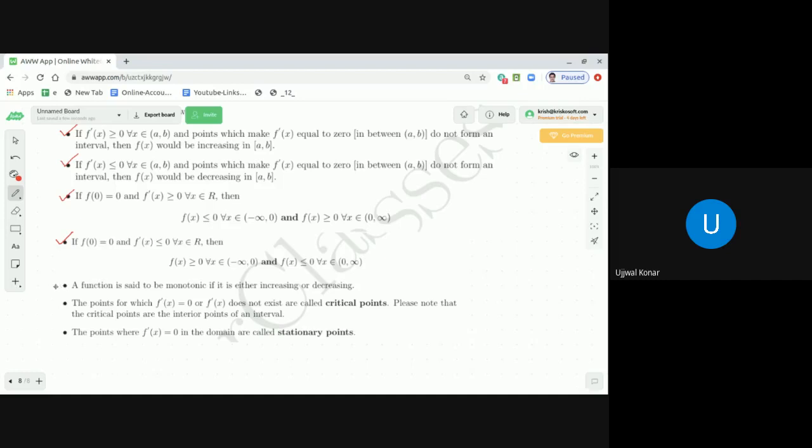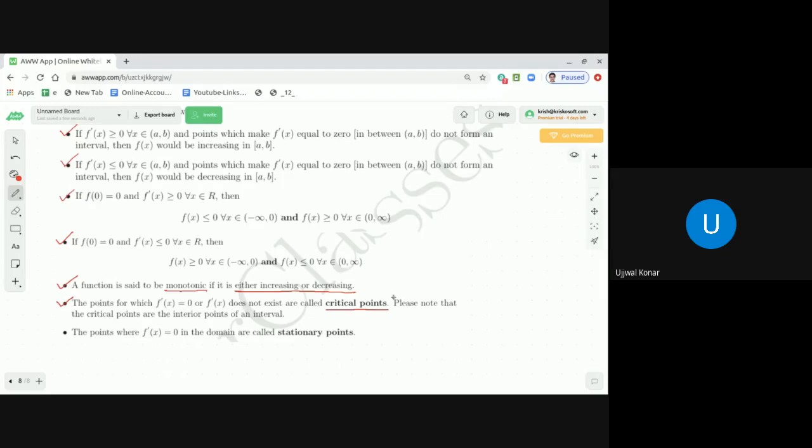A function is said to be monotonic if it is either increasing or decreasing. These are the terminologies. I repeat, dear students, a function is said to be monotonic if it is either increasing or decreasing. The points for which f'(x) is equal to 0 or f'(x) does not exist are called critical points. Please note that the critical points are interior points of an interval.